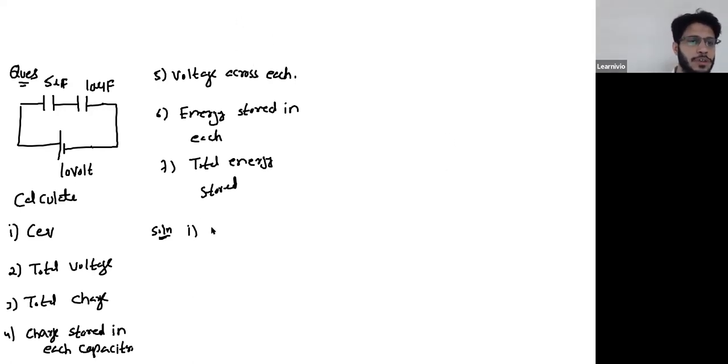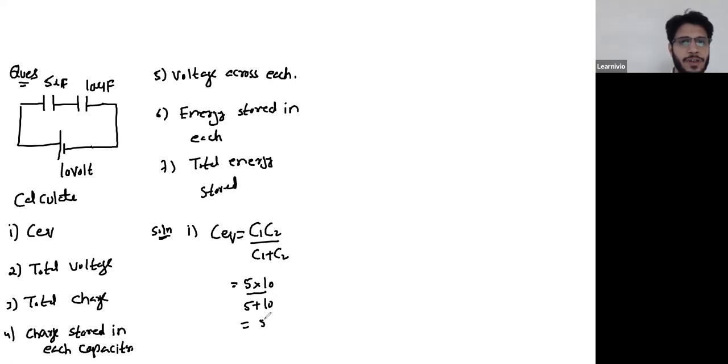Afroza, what's the formula of C equivalent here? Not Q by V, no. For two capacitors, you can calculate C equivalent as C1 C2 by C1 plus C2. Just keep on substituting the values. C1 is 5, C2 is 10. So it's 50 by 15. So it's 10 by 3 microfarad. That's the first part of the question.